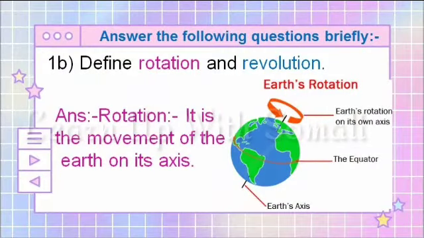Question number 1b, we have two questions. Define rotation and revolution. Rotation is the movement of the Earth on its axis. That means when the Earth moves on its own axis, it is known as rotation.